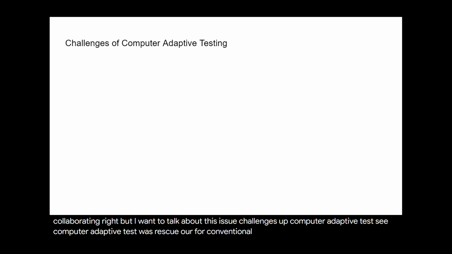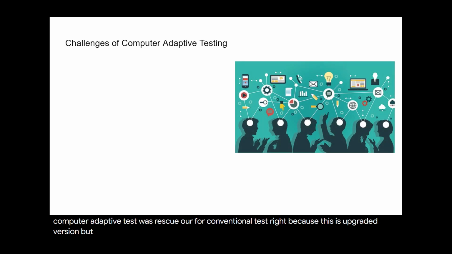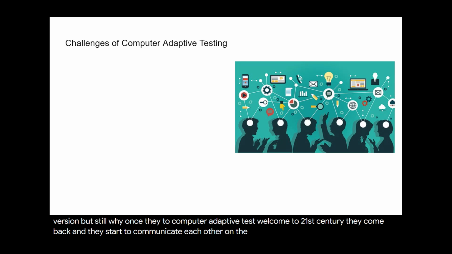But I want to talk about this issue, the challenges of computer adaptive test. See, computer adaptive test was a rescuer for the conventional test, right? Because this is an upgraded version, but still, why? Once they took the computer adaptive test, welcome to the 21st century, they come back and start to communicate with each other on the internet.